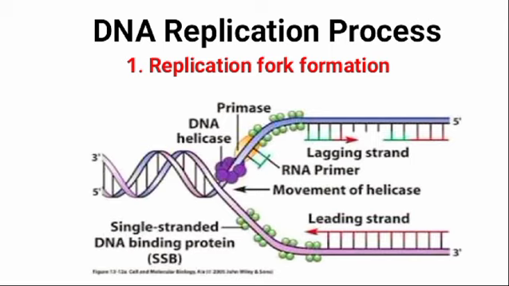This is done by an enzyme known as DNA helicase. DNA helicase separates the strand into a Y shape, known as the replication fork.